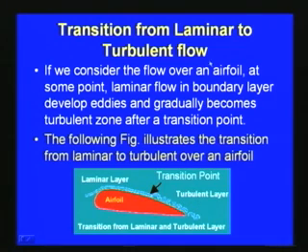If we consider the flow over an airfoil, at some point the laminar flow in the boundary layer develops eddies, and as we can see, gradually becomes a turbulent zone after a transition point. So this is that transition point as explained in this figure. The occurrence of the transition point depends upon various parameters. It depends upon the shape of the body over which the flow takes place. It will be a different case for flow over a flat plate, or flow over an airfoil, or flow over a cylinder or a sphere.